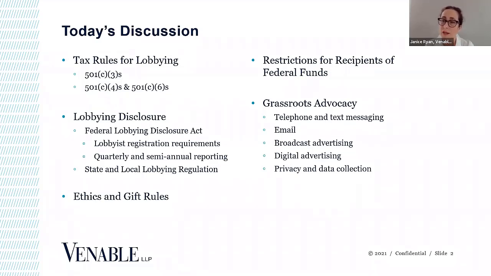I'll kick things off by talking about the tax rules that apply to lobbying. Lindsay will go over the things that you need to know about lobbying disclosure at the federal, state, and local level, primarily focusing on the Federal Lobbying Disclosure Act as an example of the kinds of regulation that you may see. We'll talk about governmental ethics and gift rules. We'll talk about restrictions on lobbying activity or expenditures for lobbying activities if you are a federal contractor or grant recipient. And then we'll close things out by talking about some other related laws that impact your grassroots advocacy, primarily relating to communications.